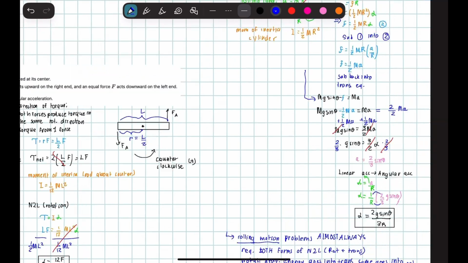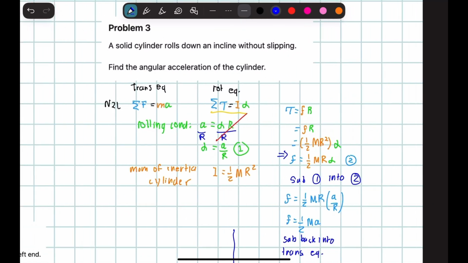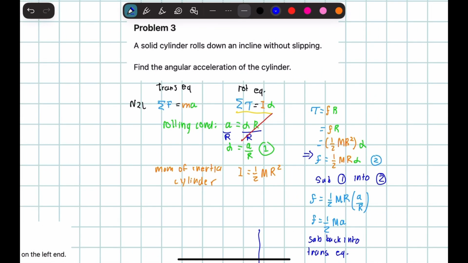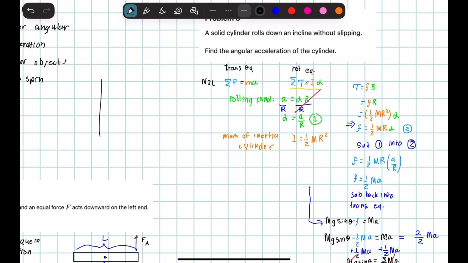Now let's go on to our last question. This one's kind of long, but I'll explain it. For problem 3, we have a solid cylinder that rolls on an incline without slipping. Let's actually add a diagram to this. So we have an incline like this, right? And it's a slope, and we have this cylinder that goes down, right?